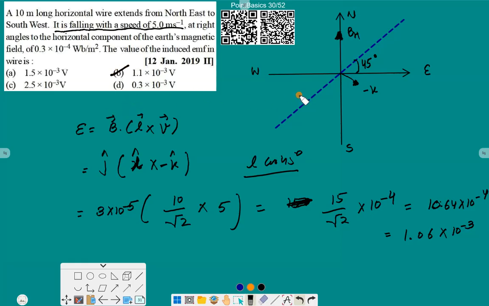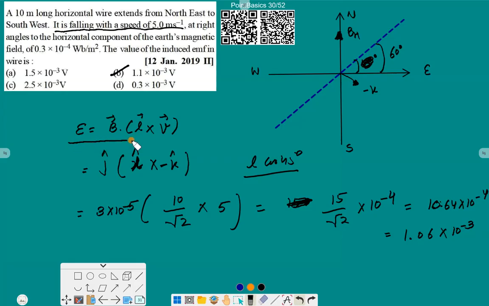Now, in this question, suppose this angle is 60 degree, then the x component of the wire becomes L cos 60. Depending upon the angle, the component changes and the value of EMF will also change. And if this wire is along the north-south direction or the south-north direction, there will be no induced EMF. Why? Because the length of the wire and the magnetic field both are in the same direction.